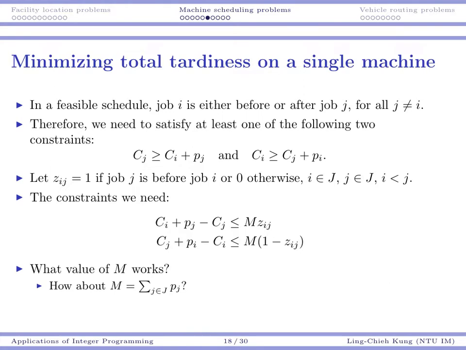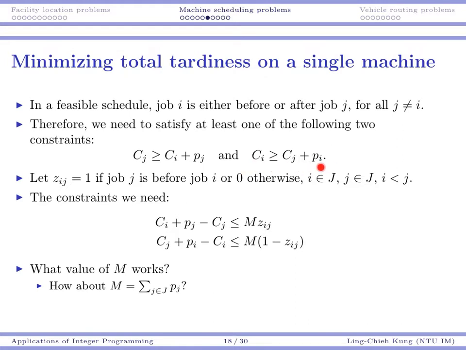What does that mean? This is the completion time of I. I is before J. So the quickest way to finish job J is to start job J right after the completion of Ci. And then you really need Ci plus Pj to complete your job J. That's the case when job I is before job J.